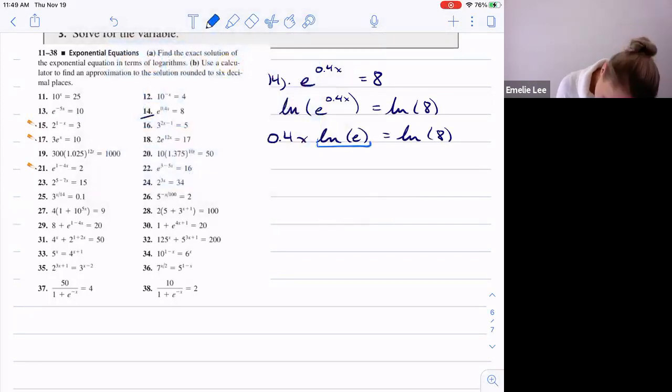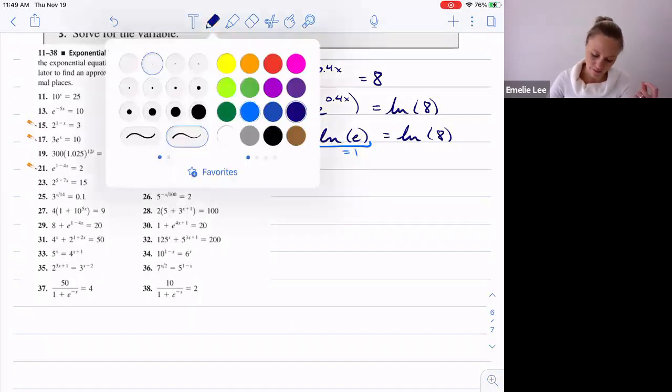The ln of e is equal to 1. Remember the definition: ln is the log base e. So it says e to the power of what equals e? e to the power of 1 equals e. So that's why we use the same base, right? It's because it'll cancel and go to 1.